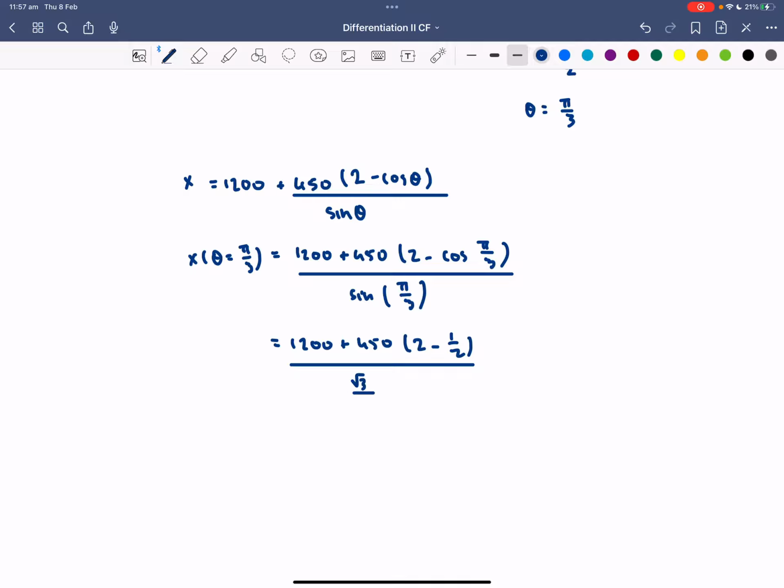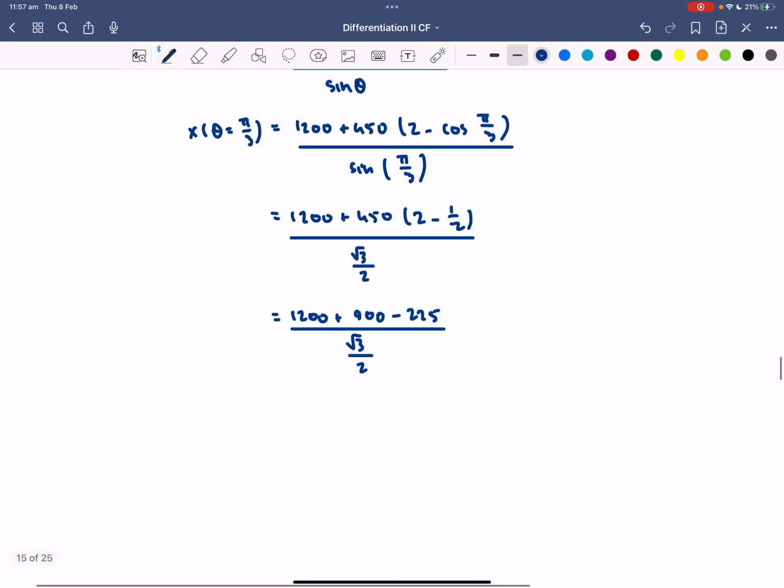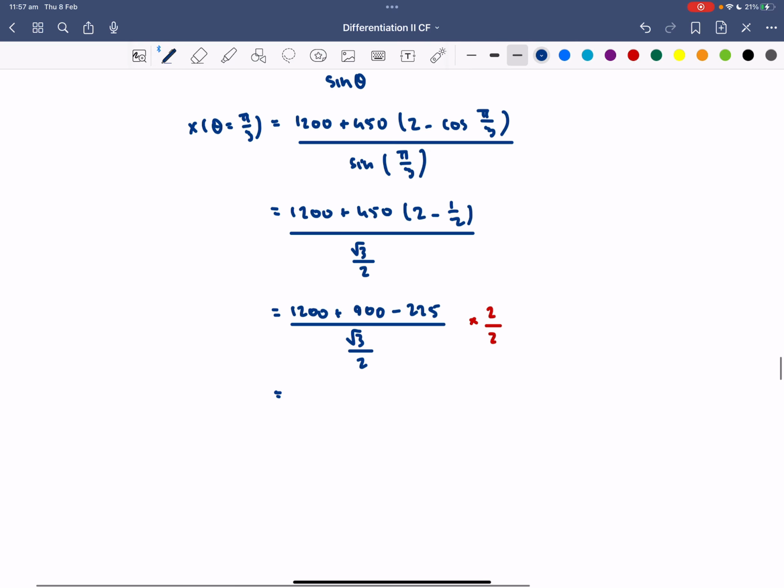So divide by root 3 on 2 equals 1200 plus 900 take 225 all over root 3 on 2. Now, to make this easy for myself, I'm just going to times the top and bottom by 2. It just makes it a bit easier. So basically what we have on the top is 2400 plus 1800 minus 450. And when you times the bottom by 2, it just gets rid of the divide by 2.